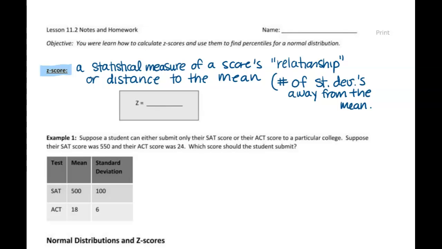So the formula is x minus mu over the standard deviation, where x is whatever the score is that we're looking for, mu is the mean, and sigma is the standard deviation.